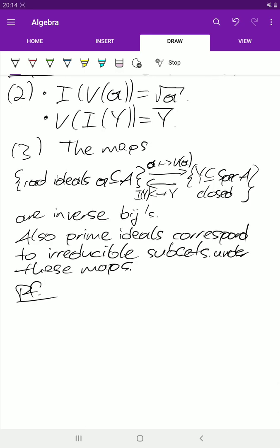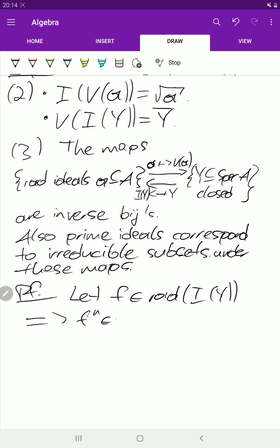But now let's see. So we definitely see that for any ideal A, it's contained in the radical of A. Okay, so now let's take f in the radical of I of Y. So what does this mean? Well, f to the n is in I of Y for some n. Now let's look at the definition.